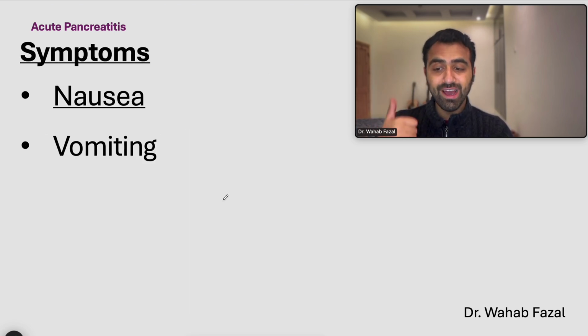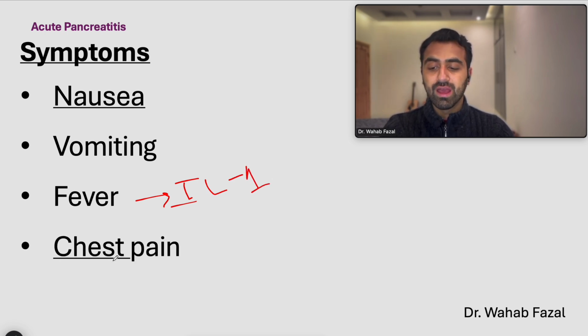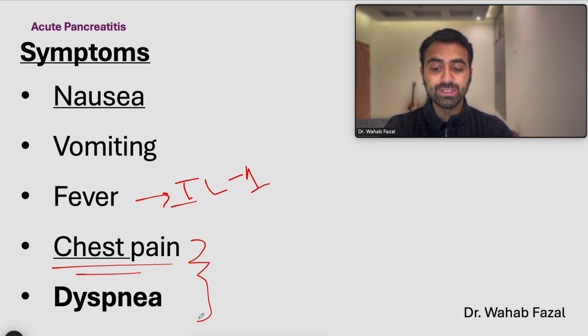You can have nausea, you can have vomiting. What else can you have? You can have fever, because there's active inflammation and the release of cytokines and interleukins like interleukin-1, which causes inflammation and fever. And of course, you can have chest pain and dyspnea if you're getting those pulmonary symptoms.